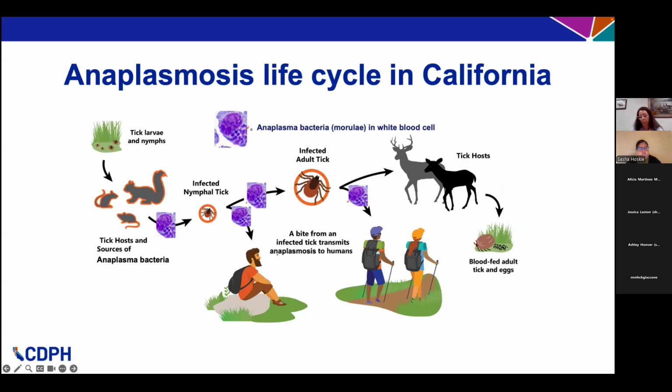A person infected with Anaplasma phagocytophilum may have no symptoms, or they may develop a nonspecific flu-like illness. And that illness can be more severe in elderly people and those with weakened immune systems, but the disease is rarely fatal. Next slide, please.